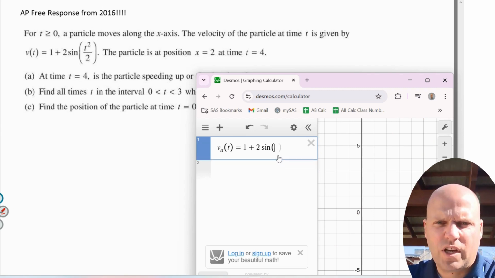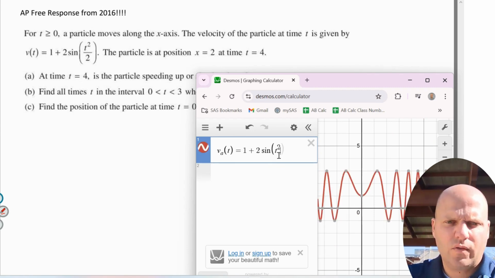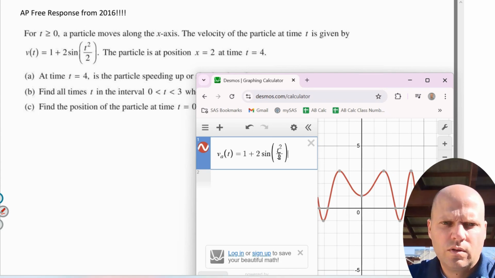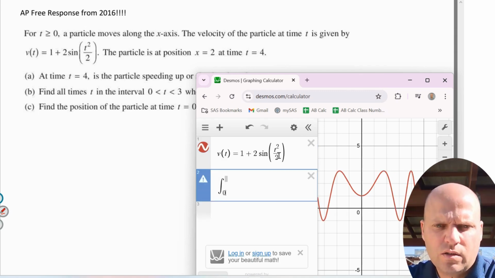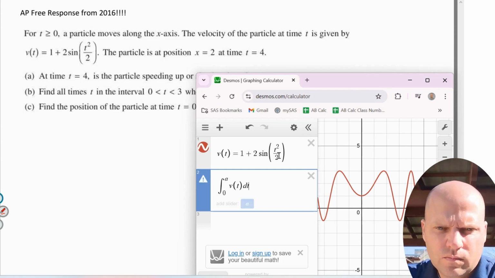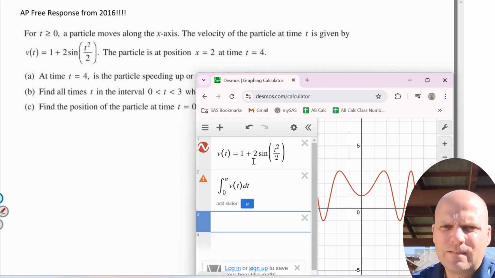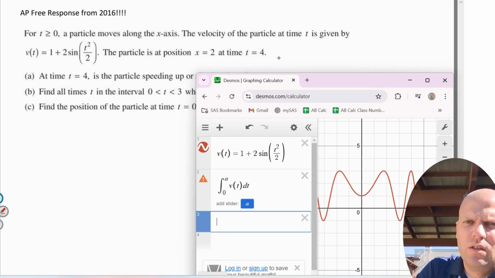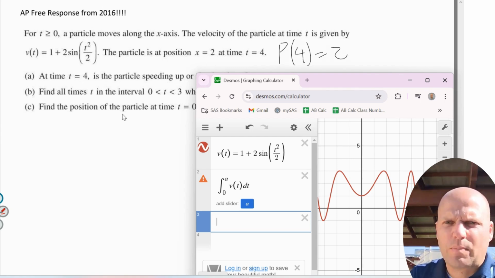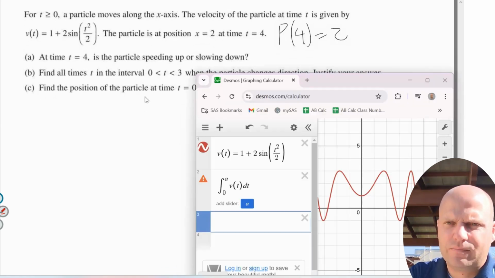1 plus 2 sine t squared over 2. A. Integral. The position of the particle is 2 at time 4. At time 4, is the particle speeding up or slowing down?